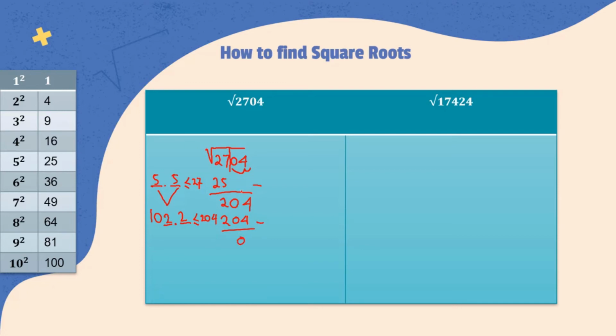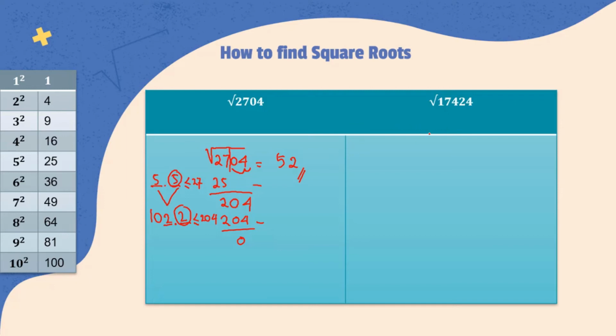The remainder is 0. So the square root of 2704 is 52. This is the answer.